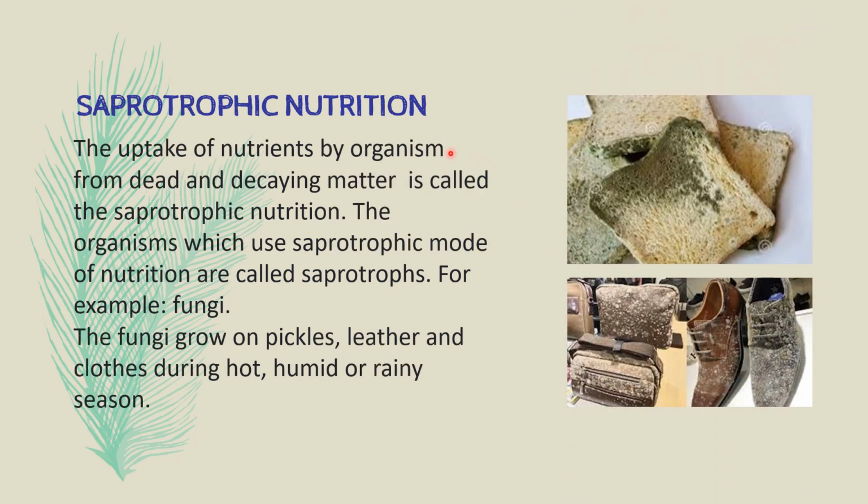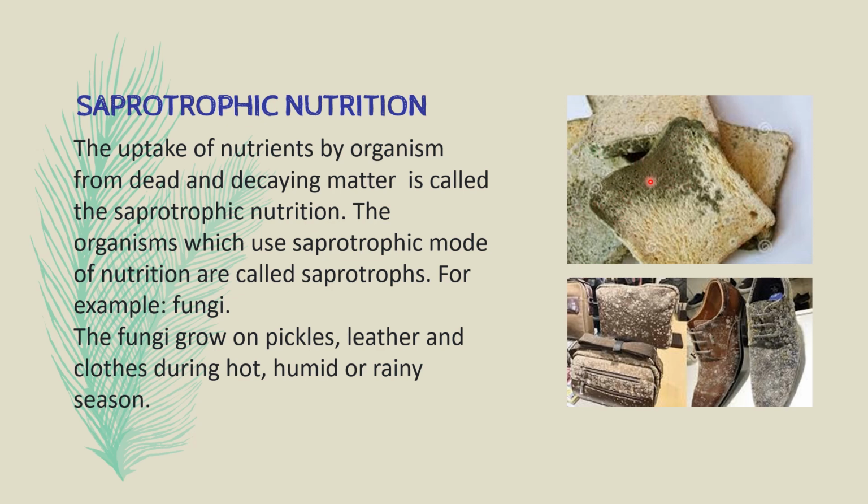Next we are discussing another kind of nutrition. It is called saprotrophic nutrition. Before going to discuss that, first I'll show these two pictures. What is it? This is a bread. Yes, but what is that black color on that bread? Is it fresh bread? No, never. It is not fresh. We can't eat it because some black things you can see on this bread.